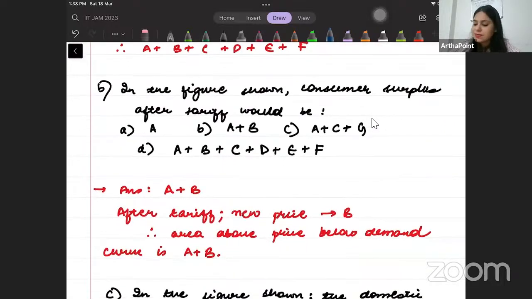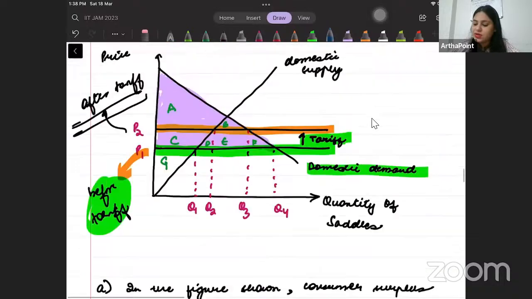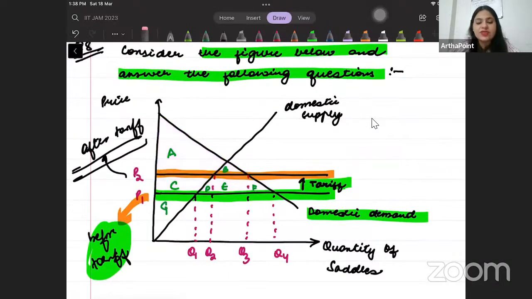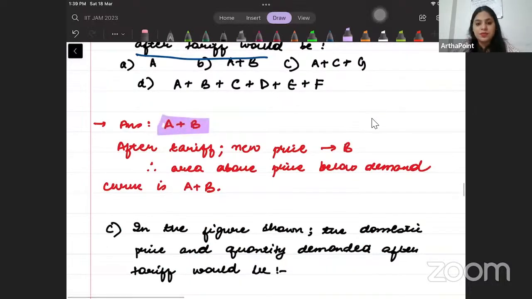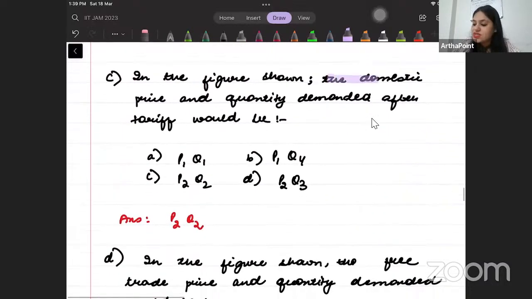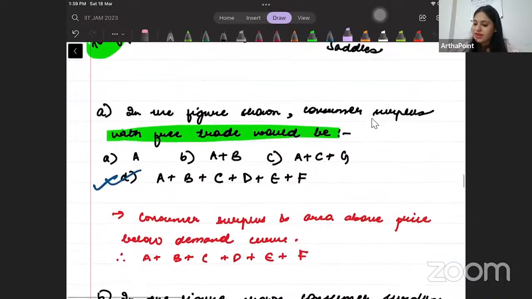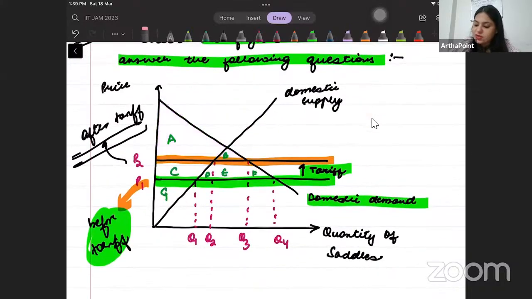It says consumer surplus after tariff would be. So go back. After tariff, the price is P2. So it is going to be below the demand curve, above the price. That means A and B. So answer is going to be A plus B. Come to the next one. It says domestic price and quantity demanded after tariff. I'll just go back and see. See, after tariff, the price is P2. This is the price. If you notice, at this price, supply is this much.